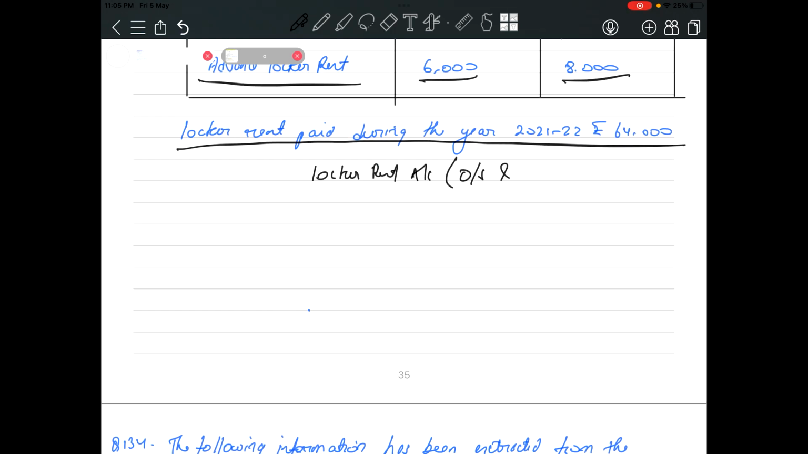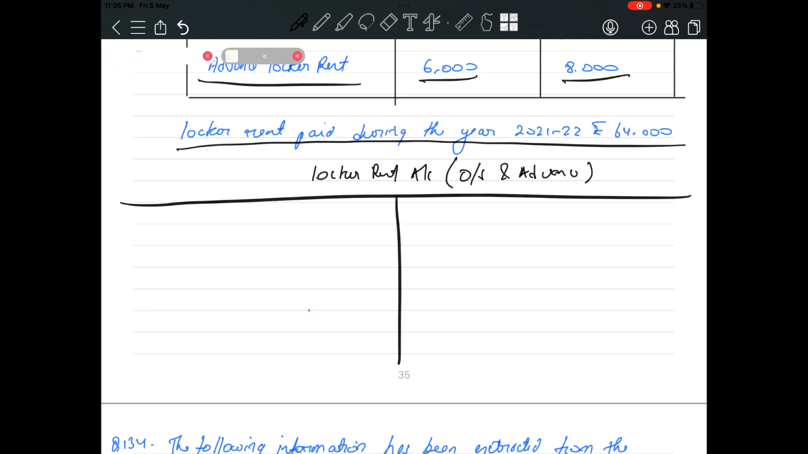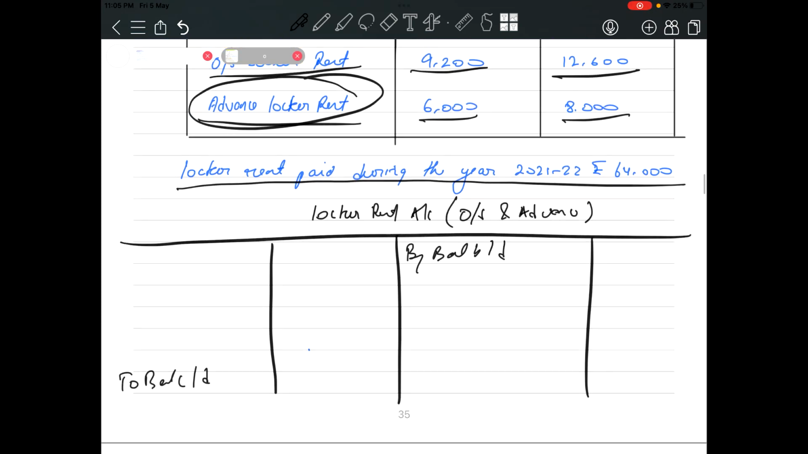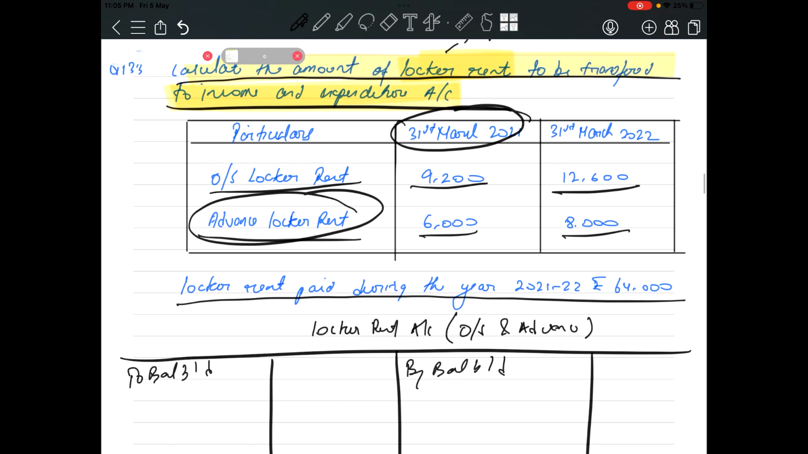So basically this will be a combination of outstanding and advance. Local rent is an expense, right? And outstanding expense means it's a liability. So the opening balance will be on the credit side and the closing balance will be on the debit side. Similarly, advance rent, we have paid in advance. This is advance expenses, which is an asset for us, right? So the opening balance will be written on the debit side, balance BD, and the closing balance will be written on the credit side, balance CD.